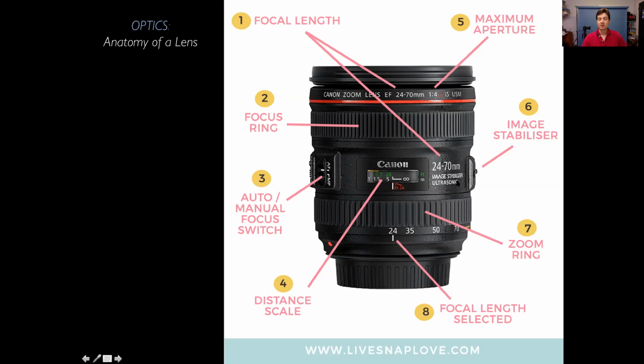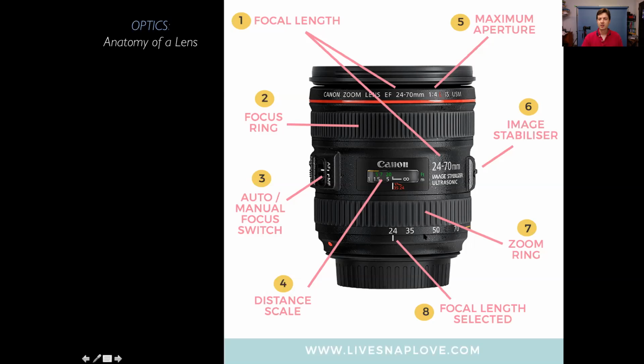Some lenses have image stabilizers built in, and you can turn those on and off, usually on the camera. Image stabilization does what it sounds like it does. It helps you take a picture and avoid camera shake at a slower shutter speed.